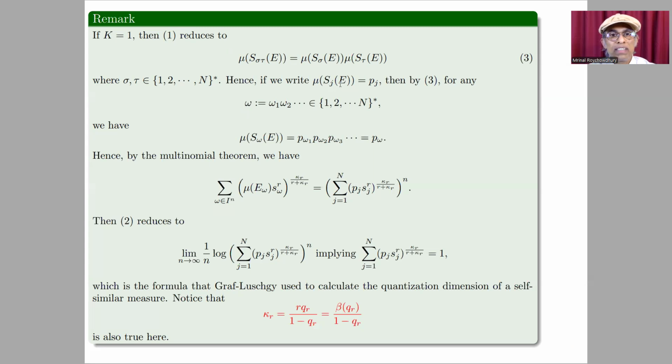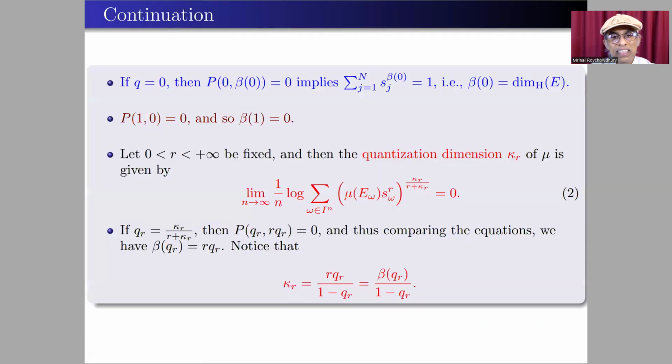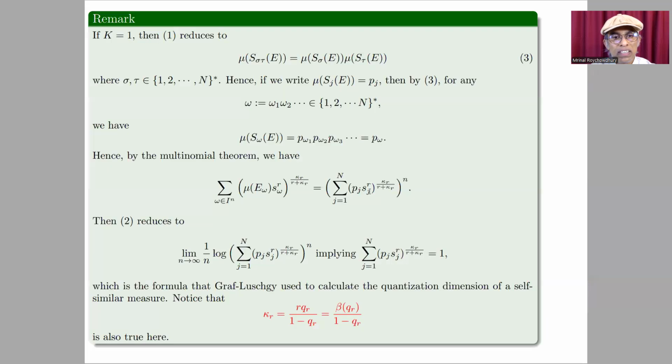Hence, if we write mu(S_j(E)) equal to p_j, then by (3), for any omega belonging to this set, we have mu(S_omega(E)) equal to p_omega1, p_omega2, p_omega3, and so on. Hence, by the multinomial theorem, we have this expression. If you look at this formula, the sum over omega of mu(E_omega) s_omega to the power kappa over r plus kappa, this expression looks like this.